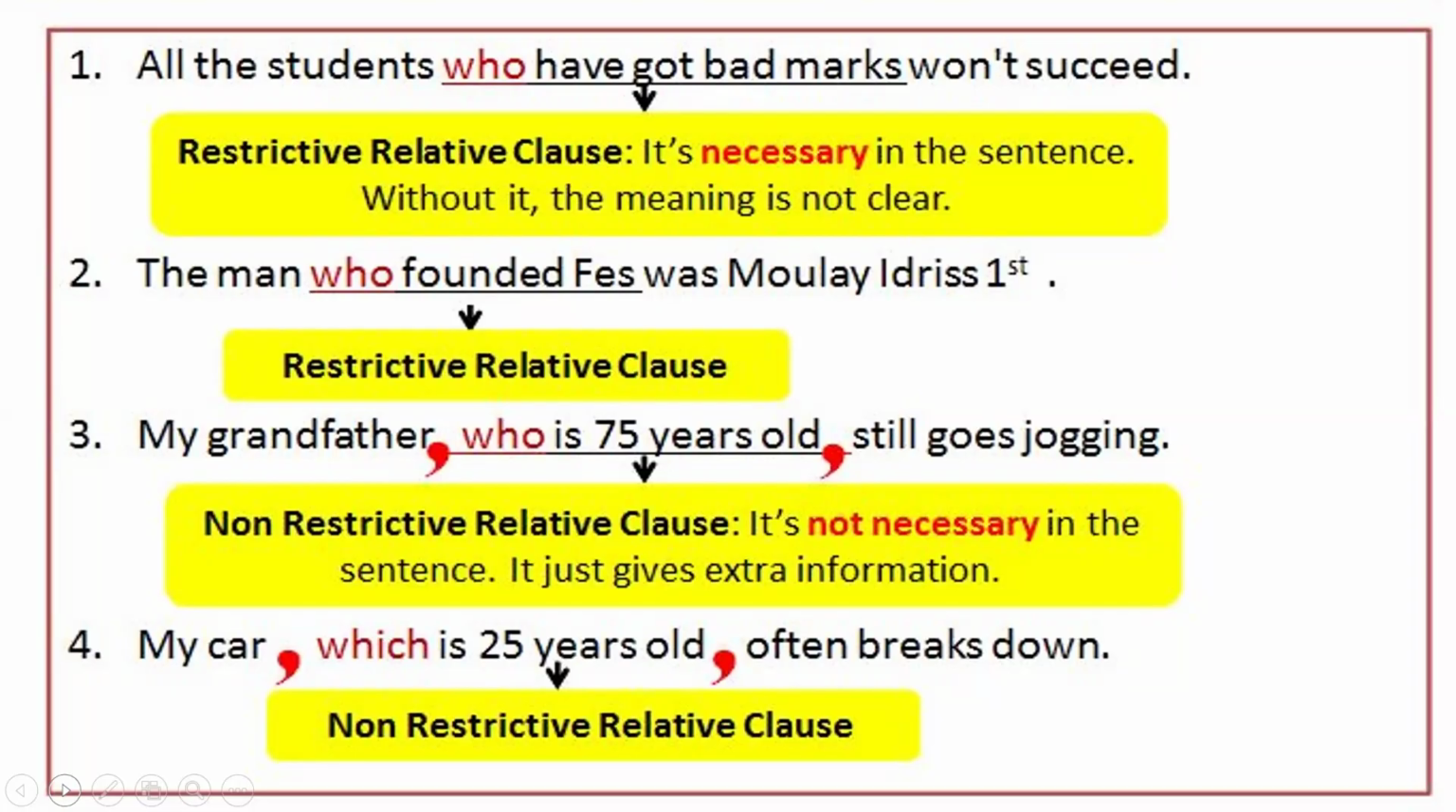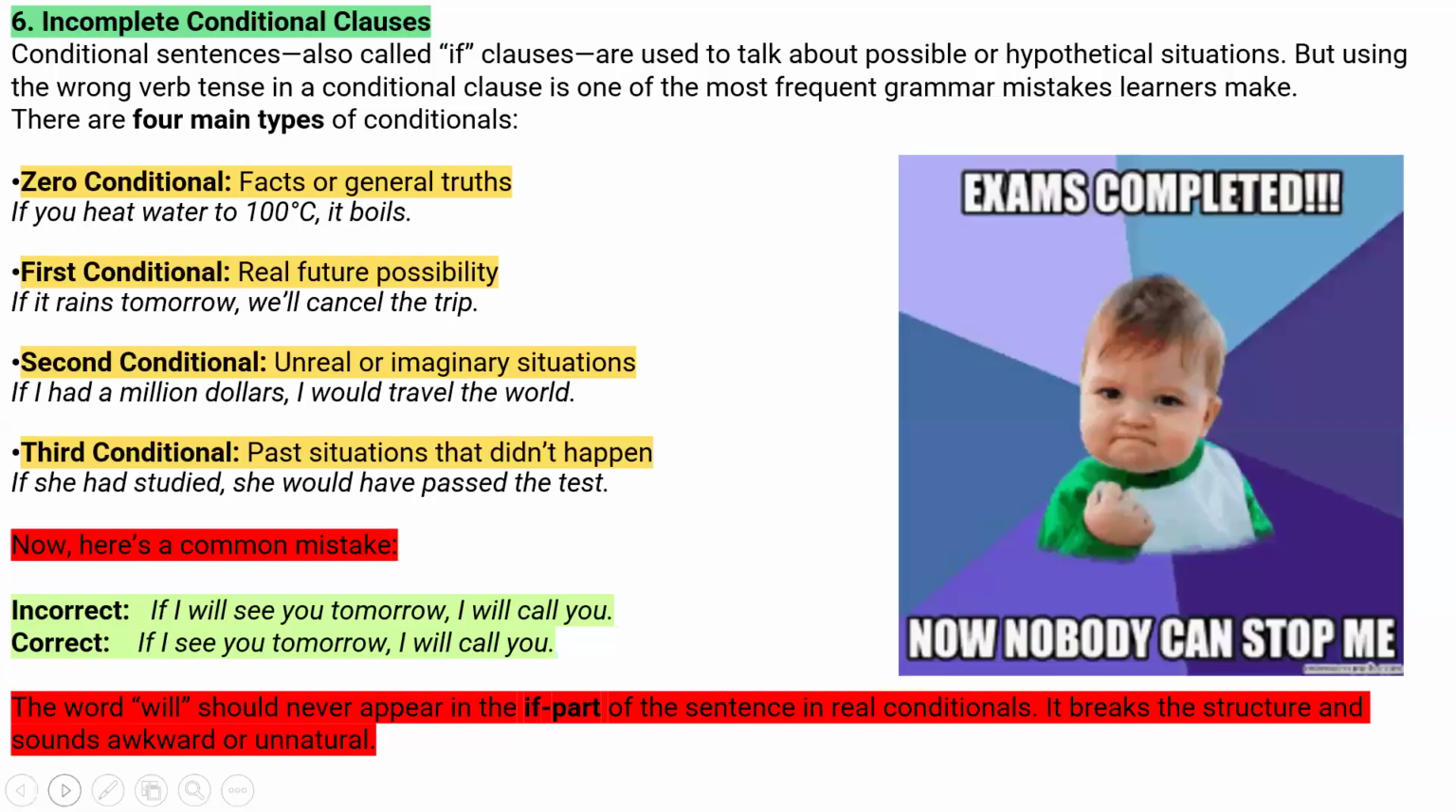Now let's move to the non-restrictive relative clause, which gives extra information. "My grandfather, who is 75 years old, still goes jogging." "My grandfather still goes jogging" is the independent clause, and "who is 75 years old" is a non-restrictive relative clause giving extra information about my grandfather. "My car, which is 25 years old, often breaks down." Again, a non-restrictive relative clause.